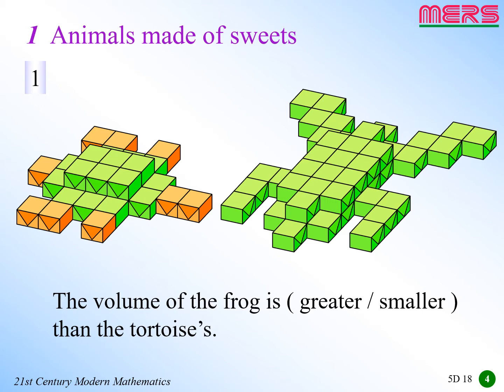For a model formed by objects having the same size and shape, that is the fruit sweets, the more the quantity of fruit sweets used, the greater its volume. 52 is more than 31, right? Therefore, the answer is the volume of the frog is greater than the tortoise.